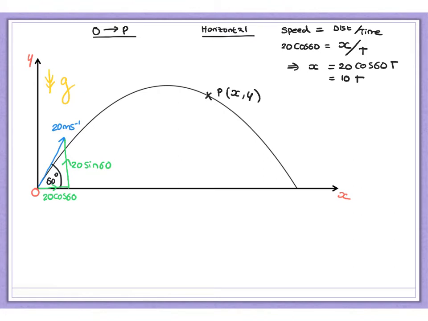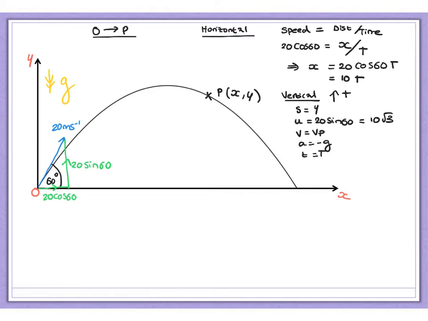Now, let's have a look at the vertical motion. I'm going to choose up as positive, and let's identify some suvat information. From O to P, the displacement is y. U is equal to 20 sine 60. Sine 60 is root 3 over 2, so this comes to 10 root 3. V we don't know. A equals negative g, and the time is the time taken to reach P.